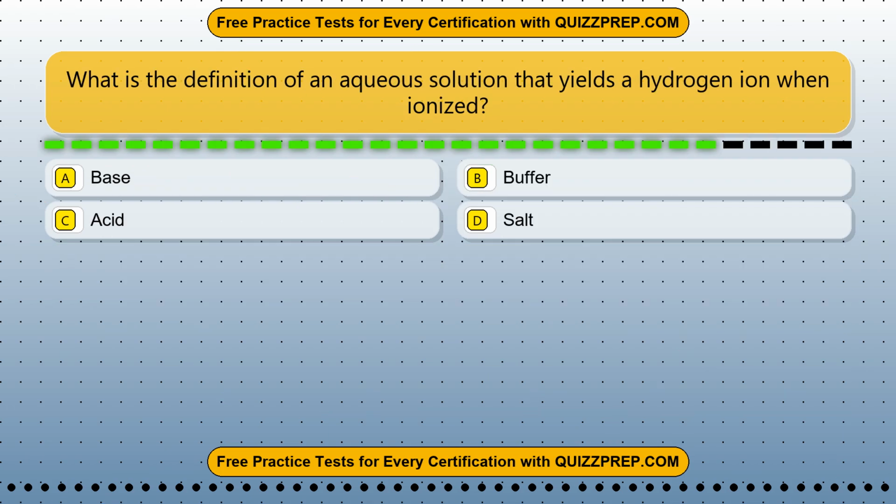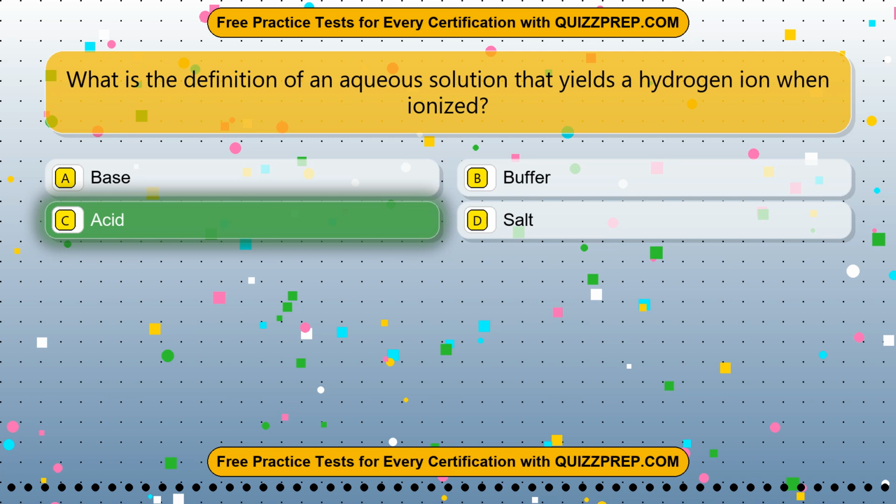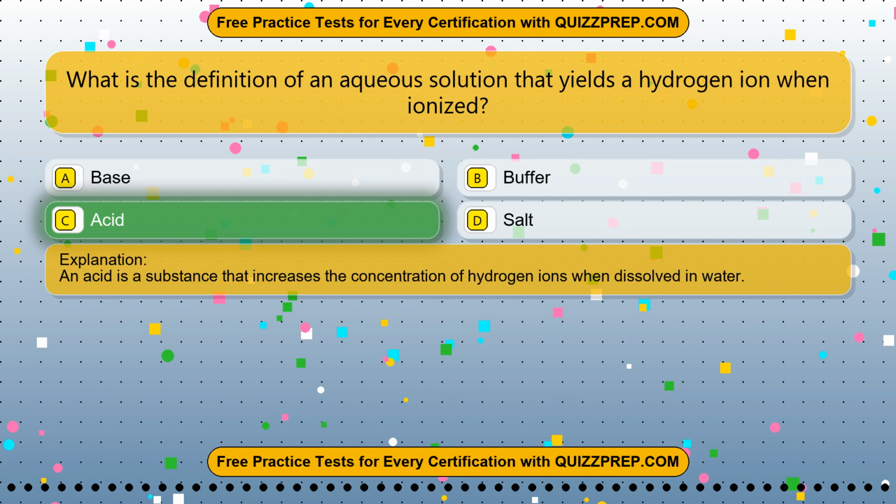Question 16. What is the definition of an aqueous solution that yields a hydrogen ion when ionized? Option A. Base. Option B. Buffer. Option C. Acid. Option D. Salt. The correct answer is option C. Acid. An acid is a substance that increases the concentration of hydrogen ions when dissolved in water.